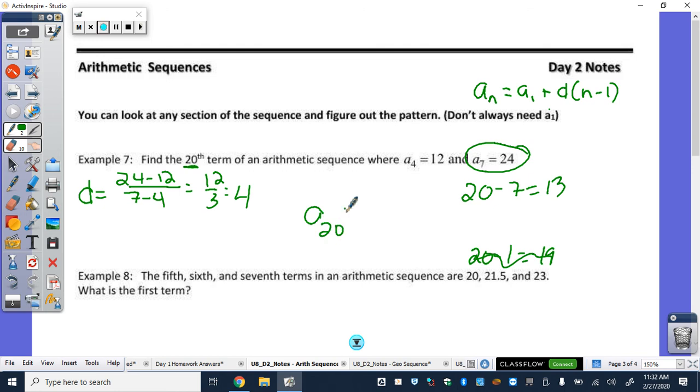So my 20th term would be my 7th term plus my common difference times my 13 jumps. So wherever you are, just figure out how many times you've got to add and then go with it. So what do we get? 4 times 13, 52 plus 24. Our 20th term is 76.